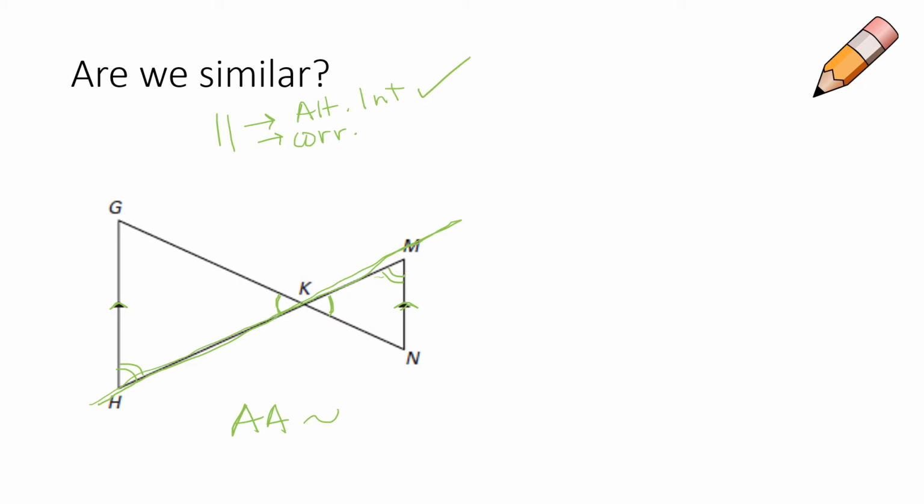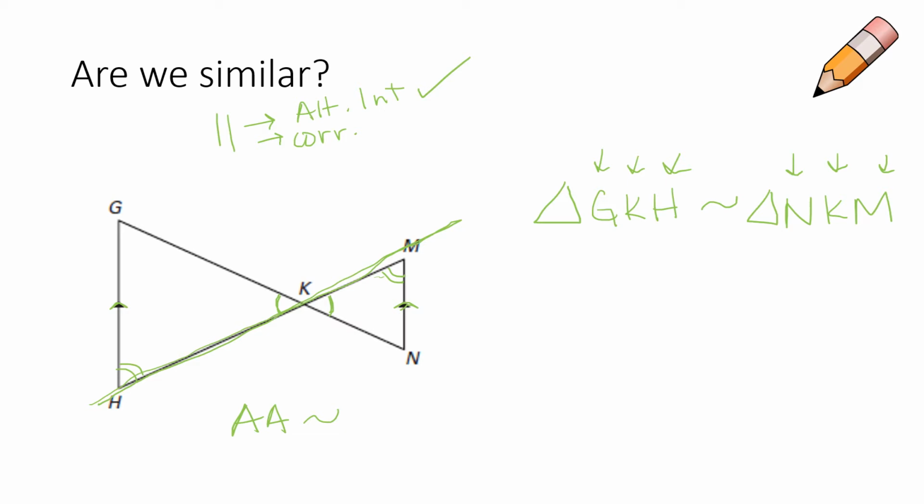So then what I want to do is write a similarity statement. So I want to say that triangle GKH is similar to triangle NKM. And again, I just have to be careful about where I put those letters because I have to make sure that the corresponding letters are congruent angles. So G would have to be congruent to N, K in the middle would have to be congruent to the other K in the other triangle, and H would have to be congruent to M, which when you look at these triangles, it looks like that is correct.